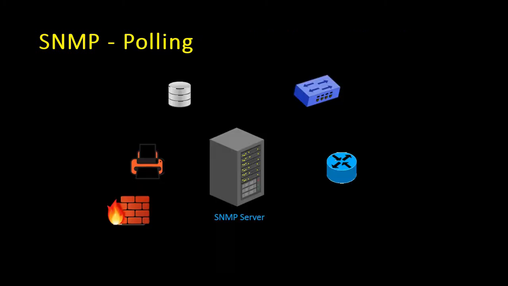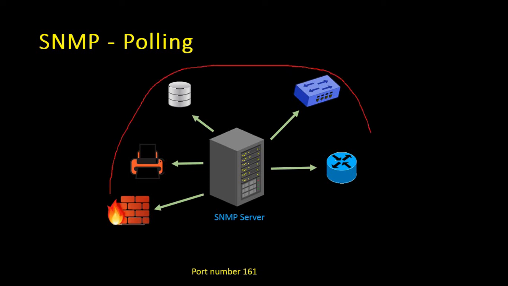Now let's see the two mechanisms to collect the information. One is polling. In the case of polling, the SNMP server initiates a message to all the devices connected to it. That is, the manager initiates a request to the agents. All these are our agents, and they respond back with the information which they have.